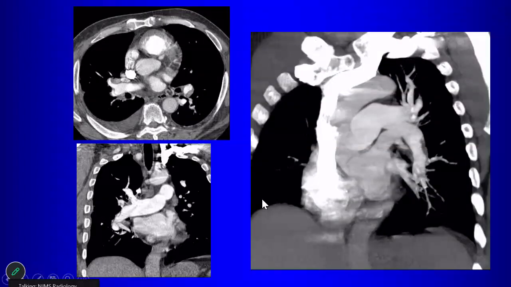thromboembolic disease. So here's the web on this side, okay? Here's an eccentric filling defect on that side. Here's the web again on this coronal reconstruction, okay?